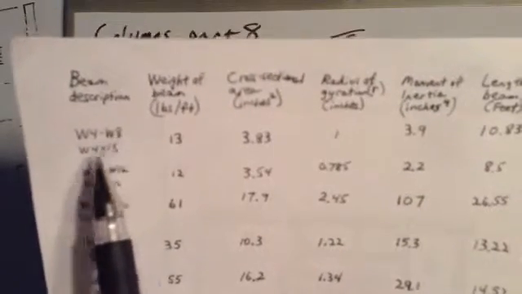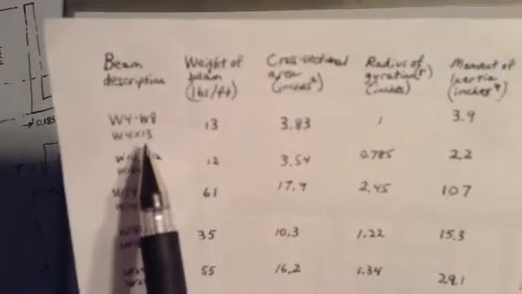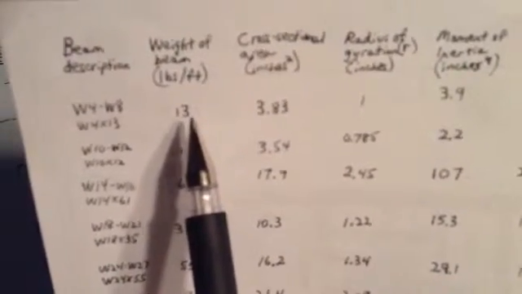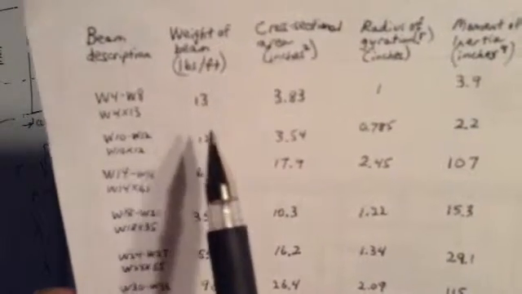Here's the beam description. This W8 by 13, that's what we just looked at on the calculator. It has a weight of 13 pounds per running foot. That's why they call it W8 by 13. As you can see, this W10 by 12 is a 10-inch high beam, but it's only 12 pounds per running foot. It has thinner web and flanges than this W8 by 13.